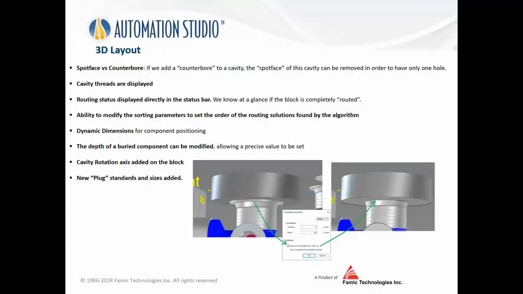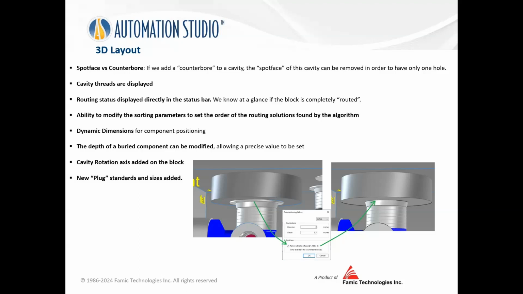You have the ability to display cavity threads. So this information has been added for most cavities in the cavity database. You also have the ability to see the routing status directly in the Automation Studio interface status bar. So you can tell very quickly the status of your block, if it's completely routed, if you're missing some connections. The ability to modify the sorting parameters when you auto create a block. So I'll be taking a look at that as well.